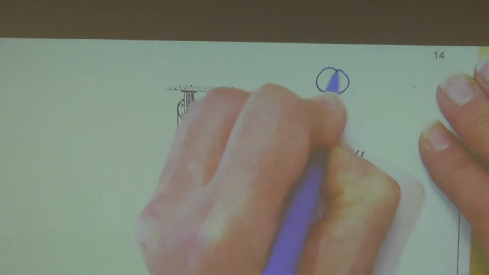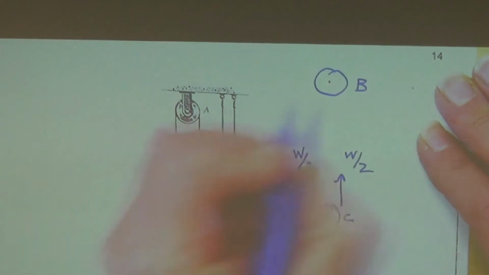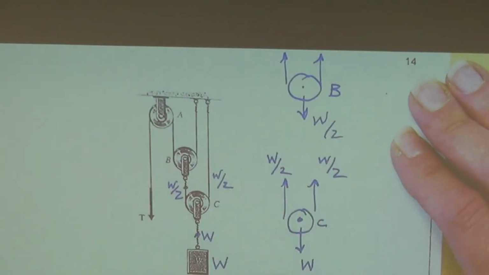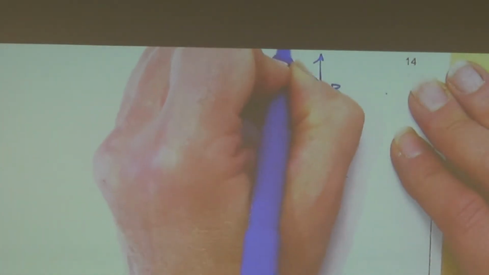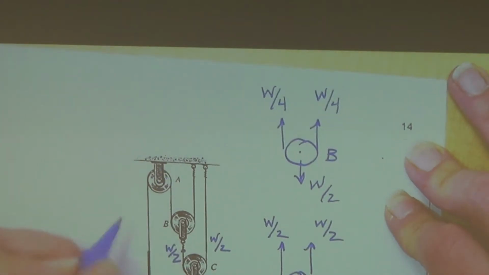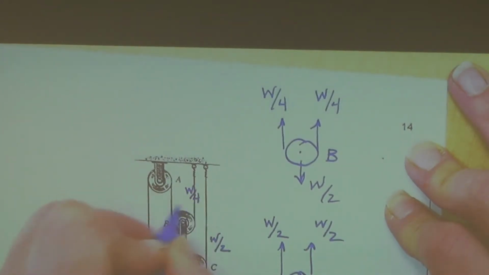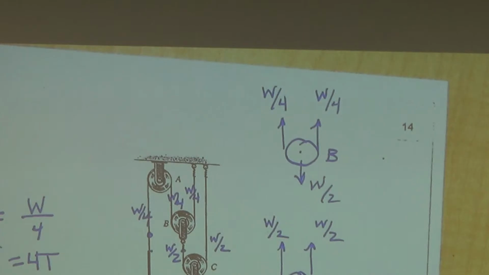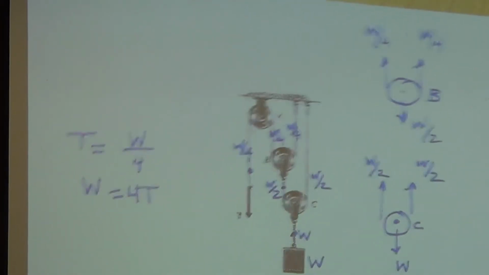So now when I do B, I have W over 2 going this way. So what do I have going up? W over 4, W over 4. So this is W over 4, this is W over 4, this is W over 4. And then that means here, T must be equal to W over 4, so W is equal to 4T. So either way works.